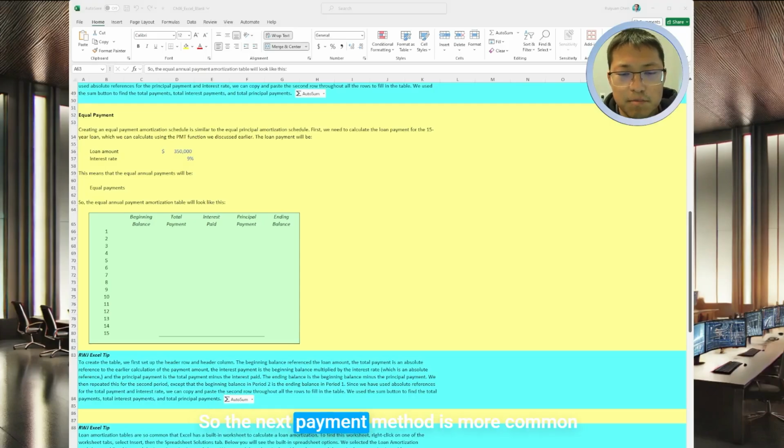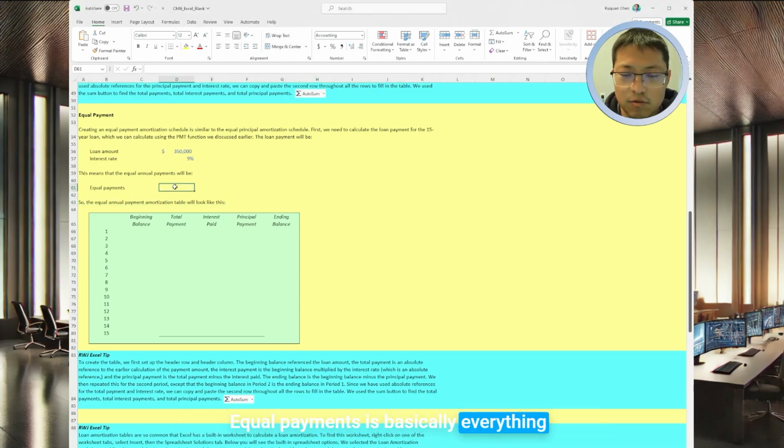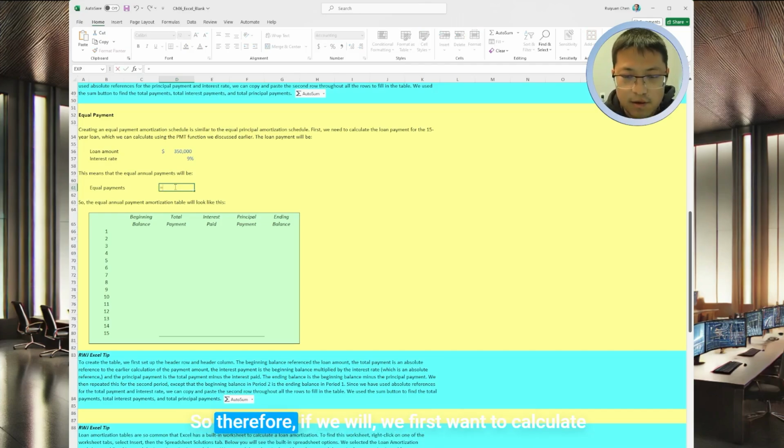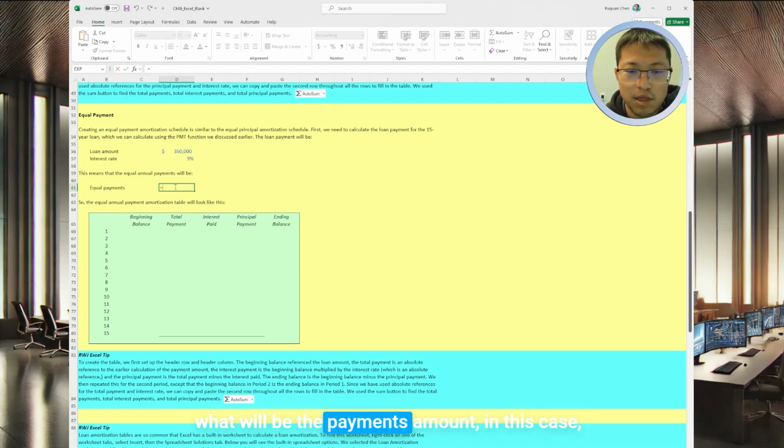So the next payment method is more common in real life, which we call the equal payment. Basically, we have the same loan amount, $350,000 with a 9% interest rate for 15 years. Equal payments means everything will be equal, including the interest. So first we want to calculate the payment amount.